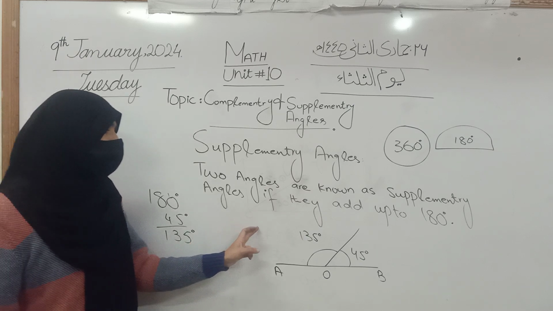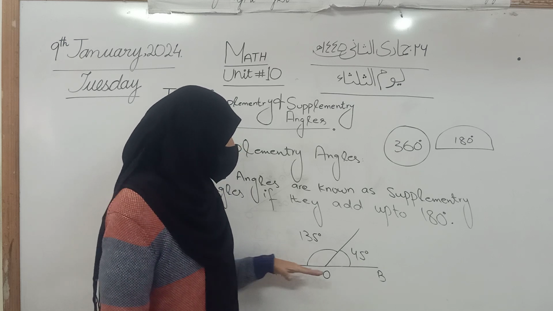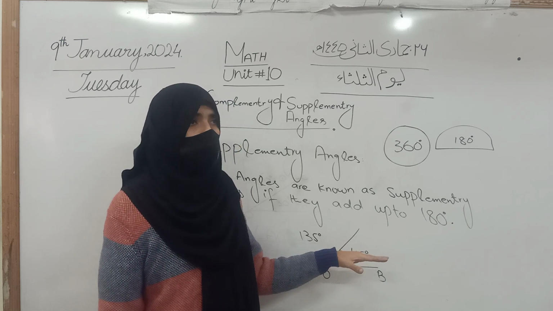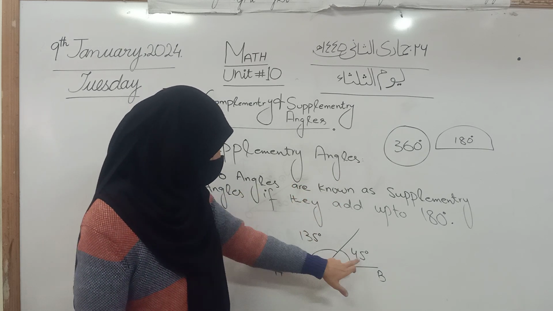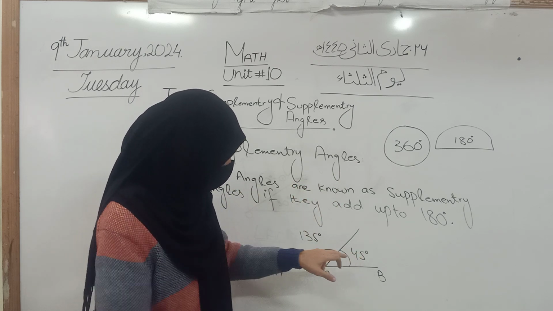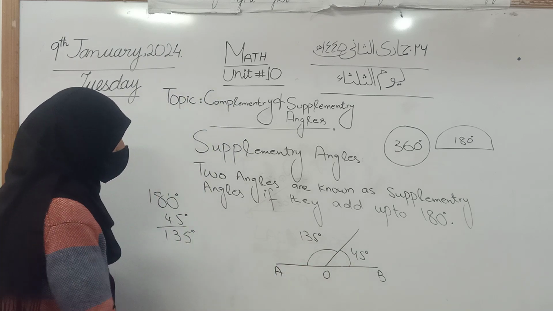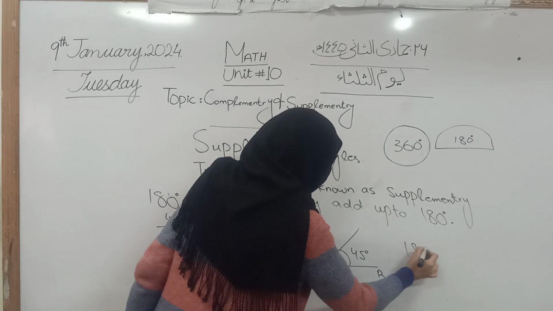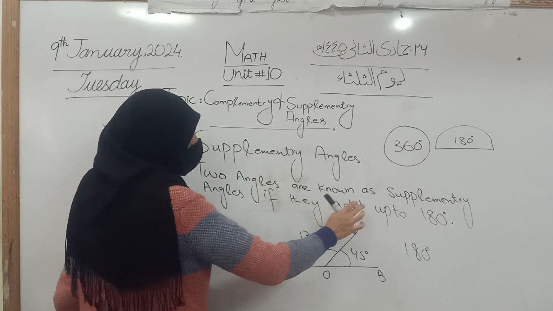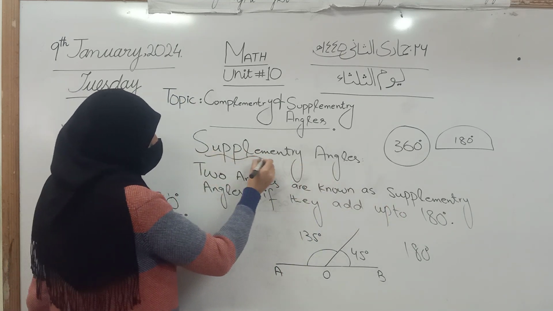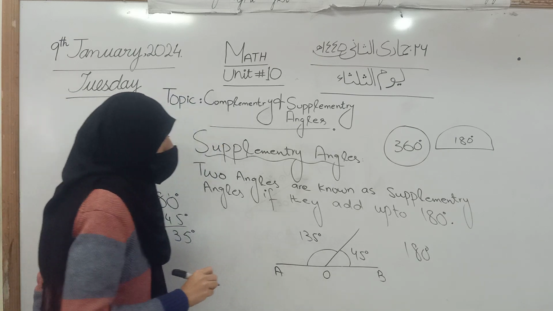So, if I add up these angles, the result will be equal to 180 degrees, because the measure of the angles on a straight line totals 180. This was 45 and this was 135. When we add these angles, the result is 180 degrees, and two angles are known as supplementary angles if they add up to 180 degrees.